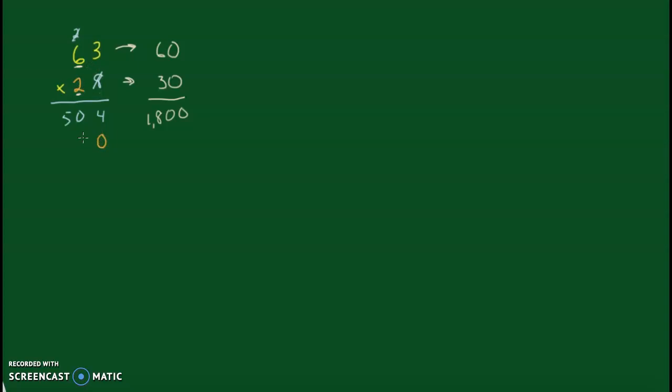3 times 2 is 6. And then 6 times 2 is 12. Once we're done with that, we can go ahead and add that together. 4 plus 0 is 4. 0 plus 6 is 6. 5 plus 2 is 7. And then 1. So the actual answer is 1,764.